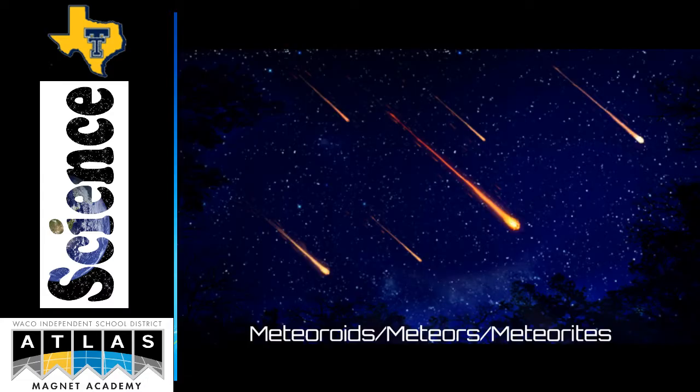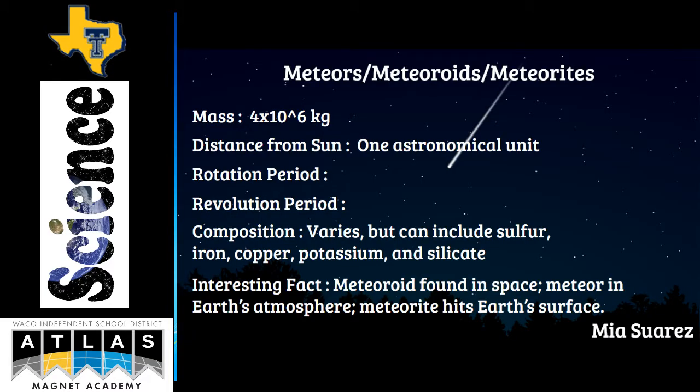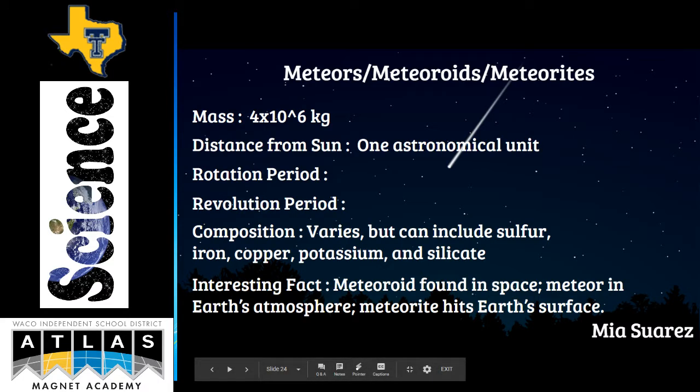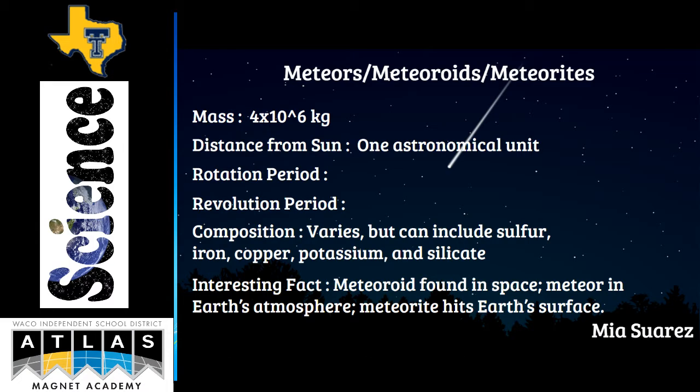Meteors, meteoroids, and meteorites. The mass of a meteor is 4 times 10 to the second power. Distance from the sun is one astronomical unit. The rotation period doesn't have one, and composition varies but can include sulfur, iron, copper, potassium, and silicate. Interesting fact: a meteor is found in space, a meteor in Earth's atmosphere, a meteorite hits Earth's surface.